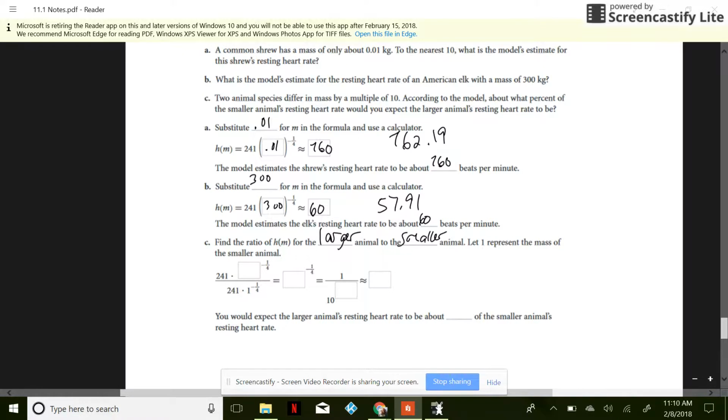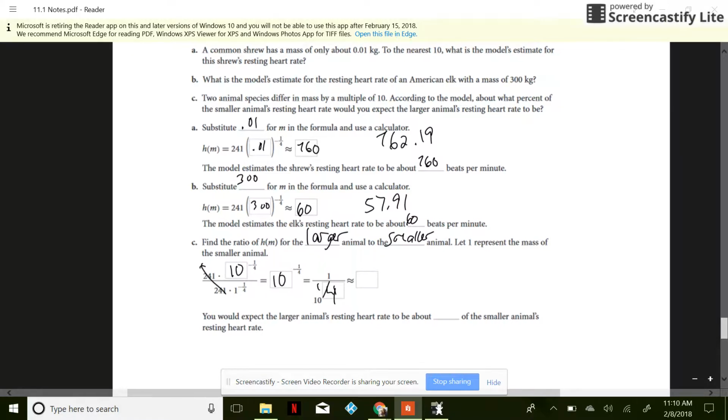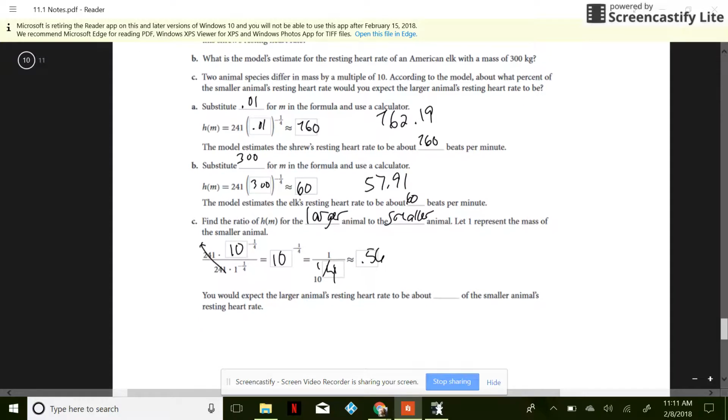And let 1 represent the mass of the smaller animal. So if we're estimating it to be 10 times larger, you can see those are going to cancel out, and we'll just be left with 10 to the negative 1/4. What that negative is telling you is to take the reciprocal. So it's actually 1 over 10 to the 1/4, which ends up being about 0.56. So you would expect the larger animal's resting heart rate to be about 56% of the smaller animal's.